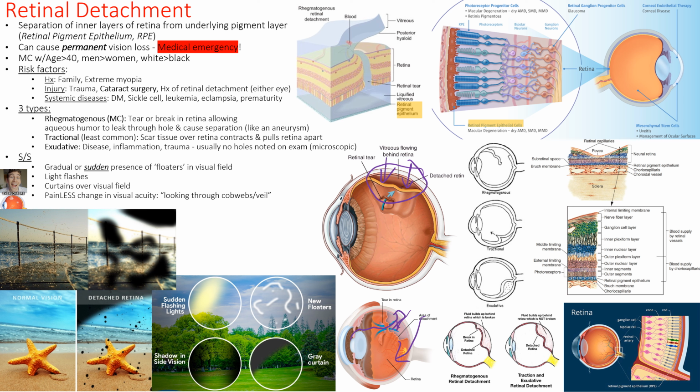We have to fix it right away, because who cares if the retina detaches? Well, look at all those rods and cones that are on the back of the retina, right? So you're going to start losing your vision. It's really hard to reconnect those rods and cones. You got to hope for the best. So we got to try to fix it as best as possible.